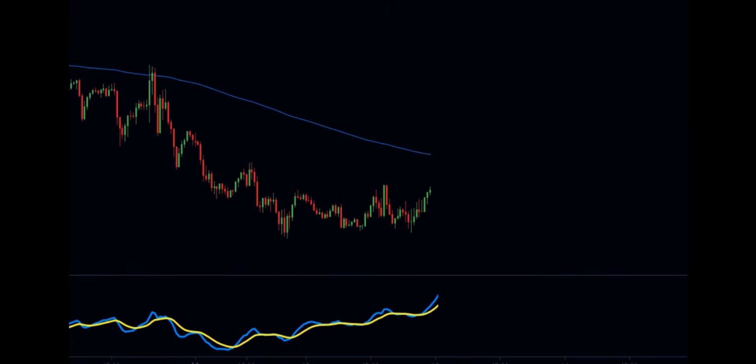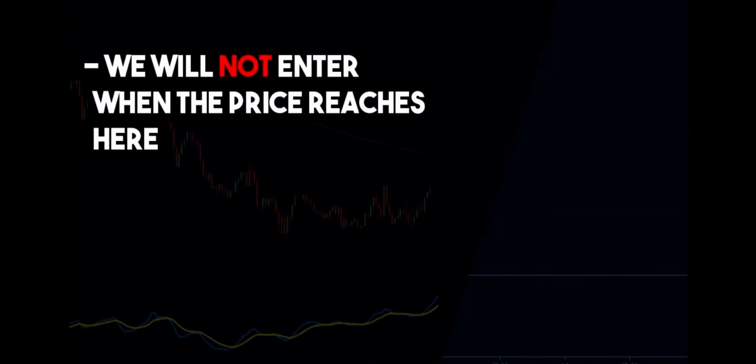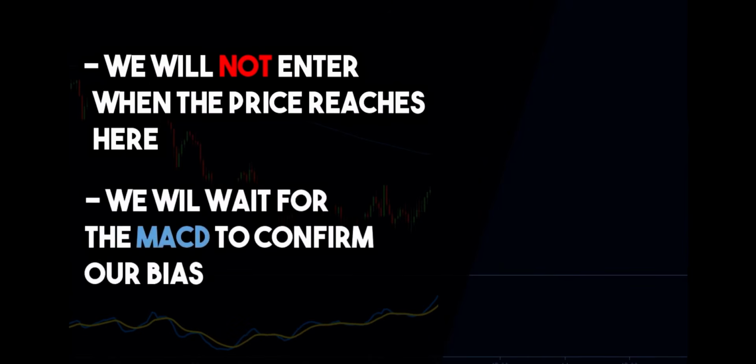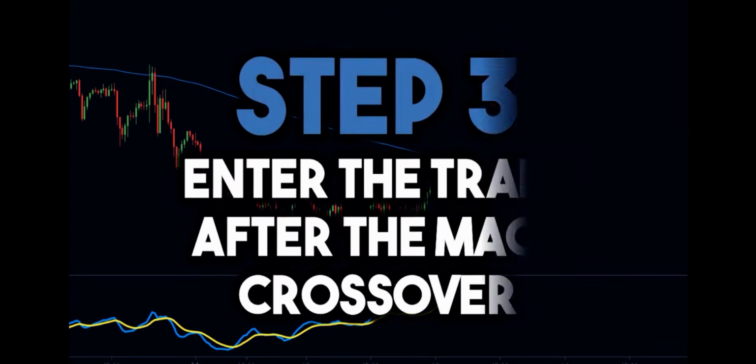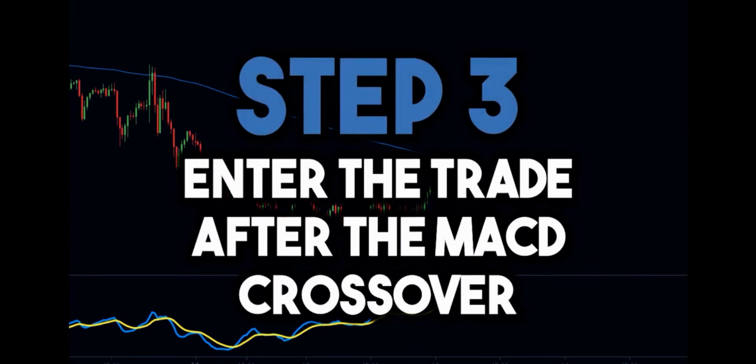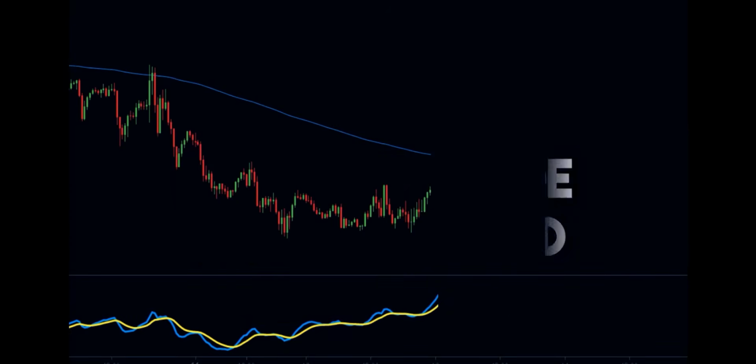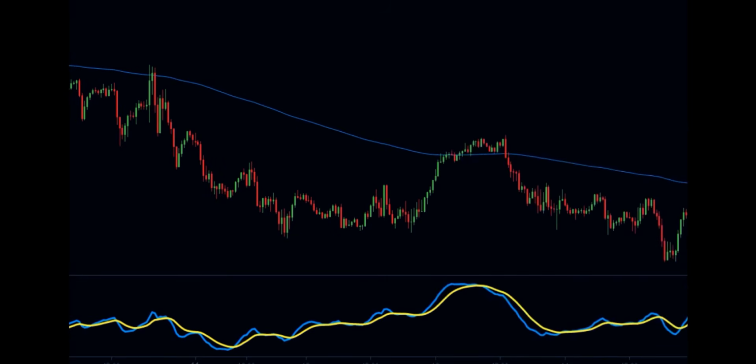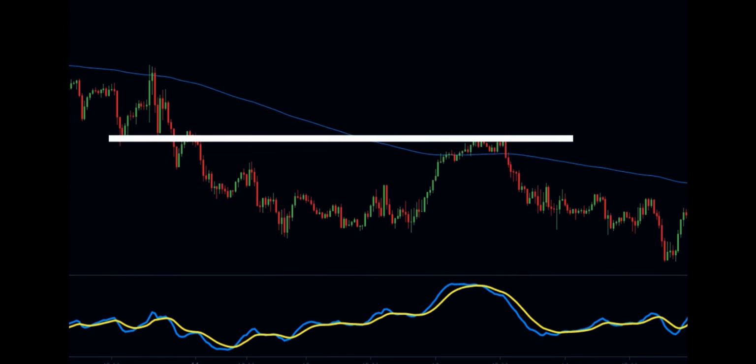But the catch here is that we will not enter the market when the price reaches here. Instead, we will wait for the MACD to confirm our short bias. So the third step is entering the trade after the MACD crossover. To enter the short trade, we want the MACD line to cross below the signal line. We will sell the asset here. We can keep our stop loss above the resistance level here.